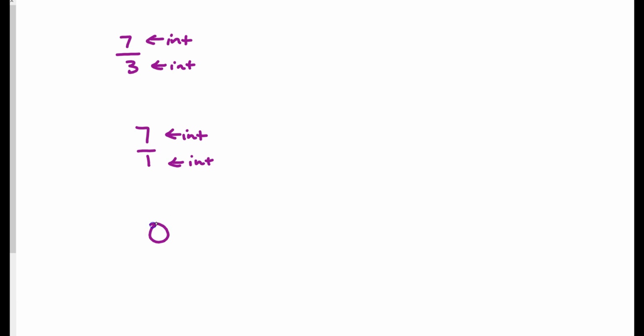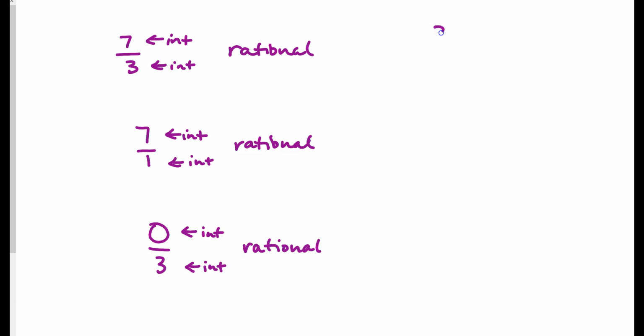If you have 0, you can write it as 0 over 3 or 0 over 10 or 0 over any non-zero number. So that would be an integer over an integer. So 0 is rational. However, if you have 3 over 0, there's a problem because division by 0 is undefined. It's not rational. That doesn't mean it's irrational. It's not even real. It's undefined, so it doesn't fit into any of our categories.